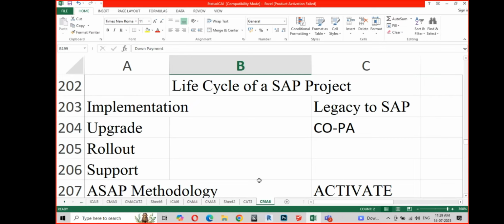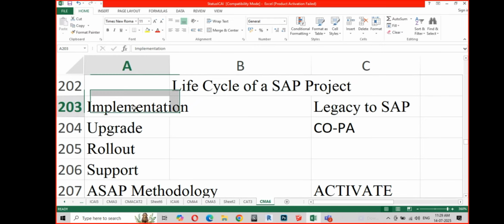We have the implementation projects, where we start bringing in SAP from scratch. We have upgrade projects, where the version of SAP has changed and we need to move to a higher version. I gave you an example when we spoke about the architecture, from R1 to R2, from R2 to R3, and from R3 to SAP HANA. Now we are talking about HANA. This is your typical example for upgrade projects.